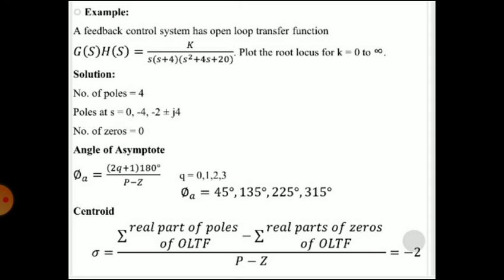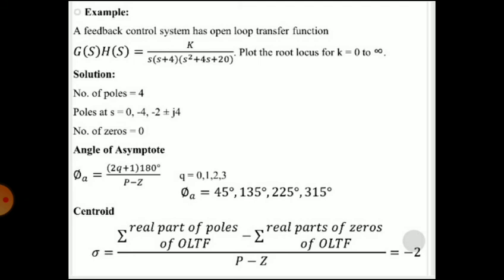So, one example is given. A feedback control system has an open loop transfer function G(s)H(s), which is given. From this, the first step is to find the number of poles, number of zeros, and number of branches. If you equate the denominator to 0, you will get the poles. If you equate the numerator to 0, you will get the zeros.